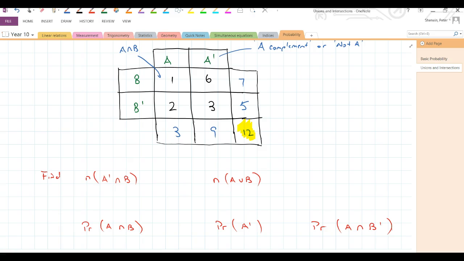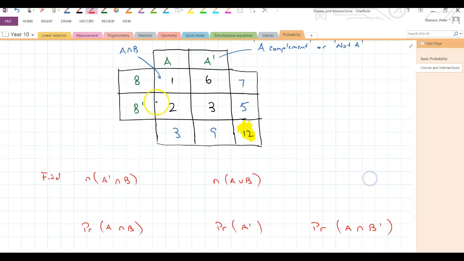Okay, now to finish this little lesson off, just a couple of questions to do with the two-way table. Now this little n here says find the number of elements in this set. So that little n means number of elements in set, in this case A complement, so not A, intersection B. So that's that one there. So that is equal to 6.